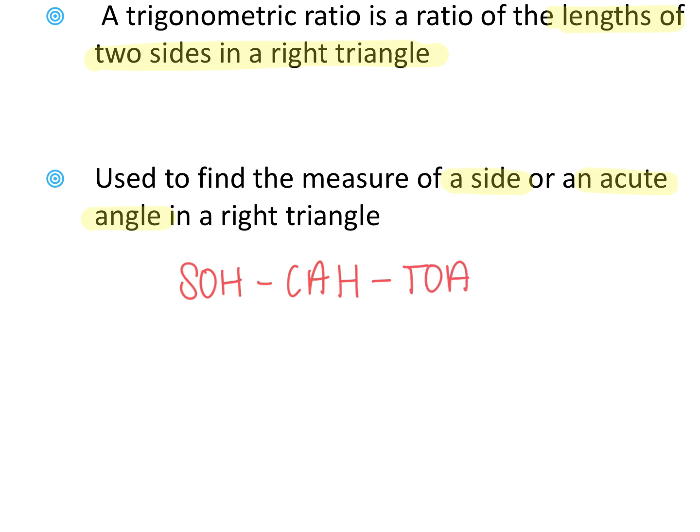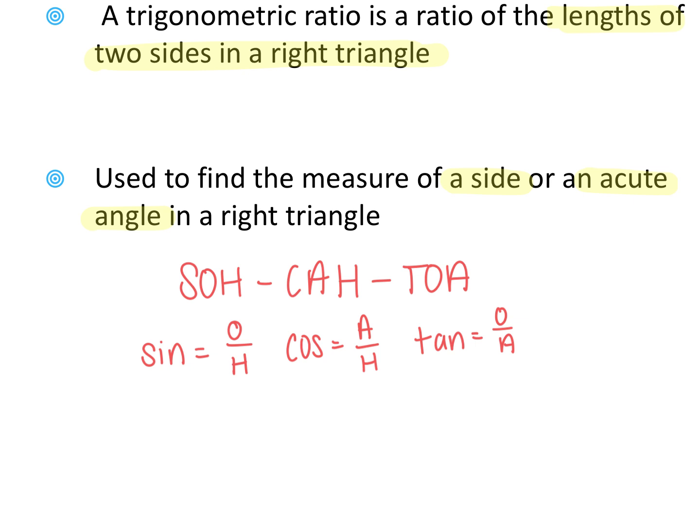SOHCAHTOA. And it stands for something. It stands for the setup of your ratio. So please make sure you write this down. You're going to have sine, which is shortened as sin, equals O over H. That's my ratio. Then I have cosine equals A over H. And then I have my tangent, which is O over A.